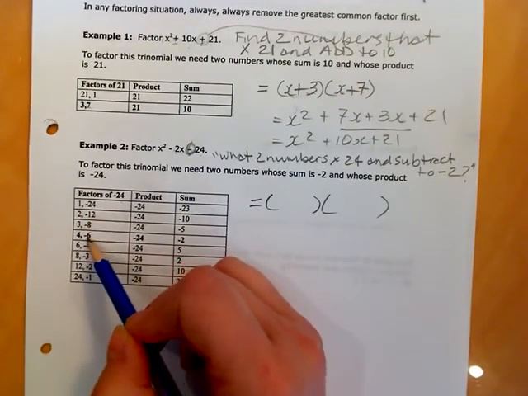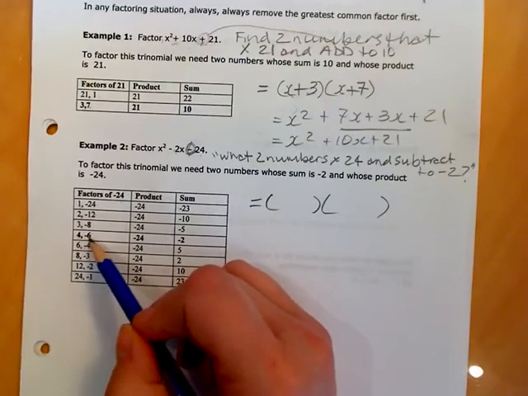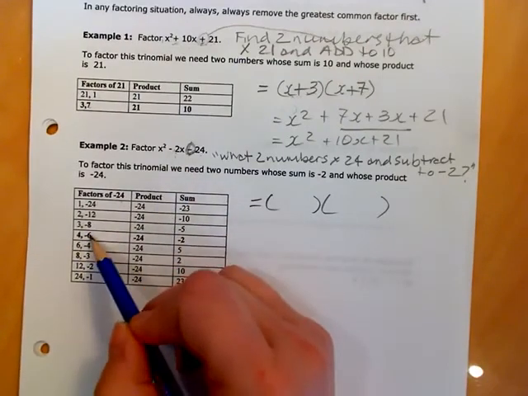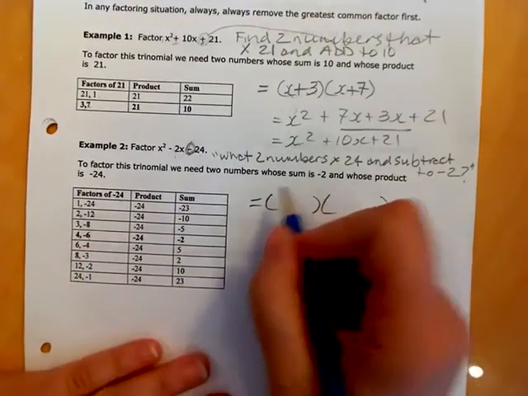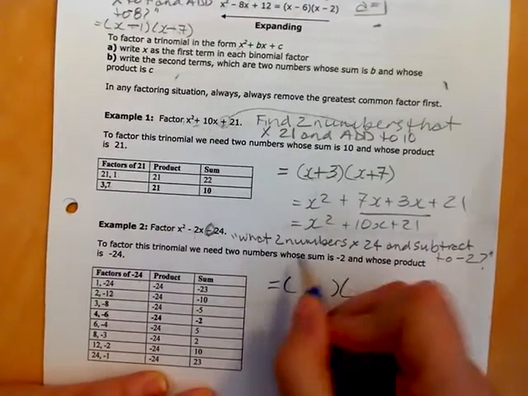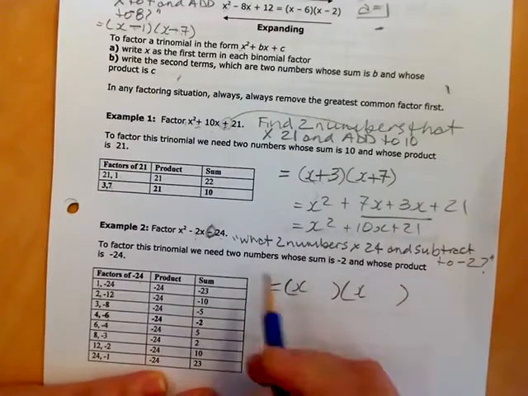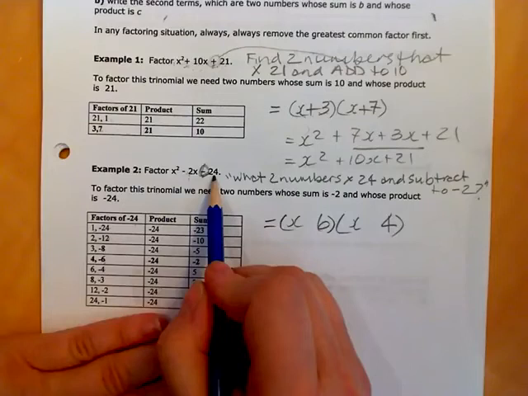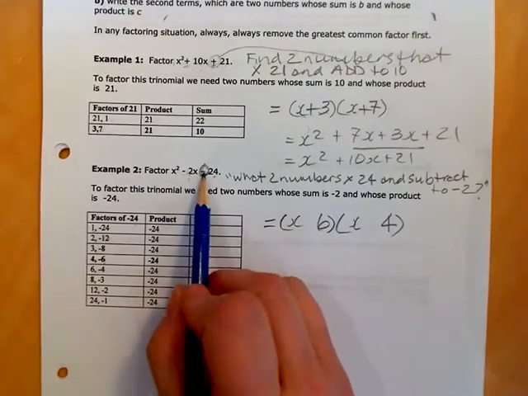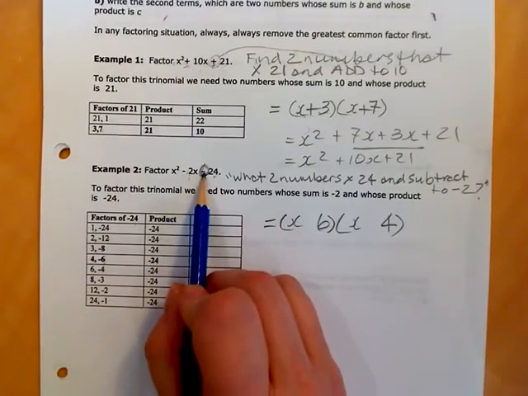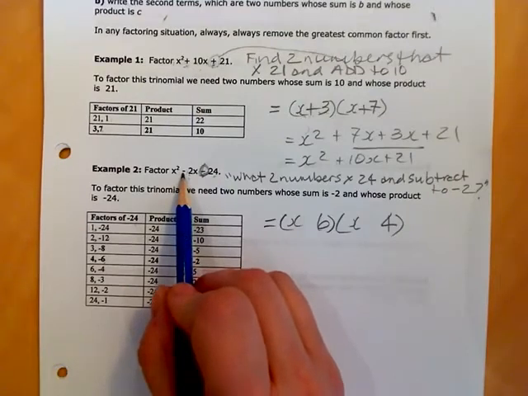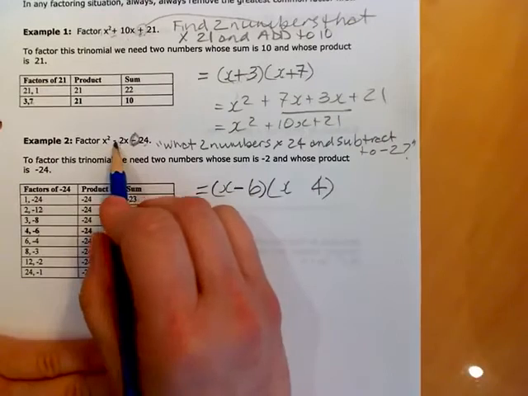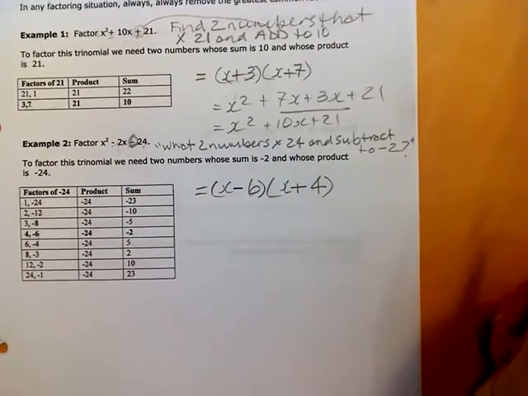1 and 24, 2 and 12, 3 and 8, 4 and 6. Which of these pairs of numbers subtract to 2? Of course, it's 4 and 6. So we have x's here, so we're going to put x's here. We know our numbers are 6 and 4, because those are the ones that multiply to 24. And remember, this tells us the signs are different, and this tells us the sign of the bigger number. Well, what's bigger, 6 or 4? Well, of course, 6 is bigger, so 6 is that, and these signs are different, so that must be that.